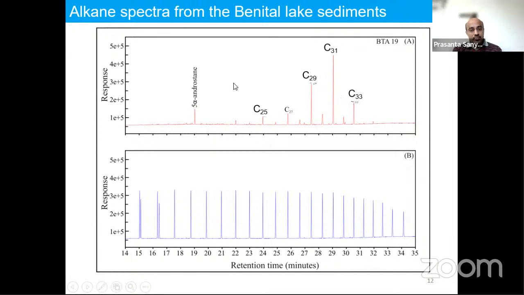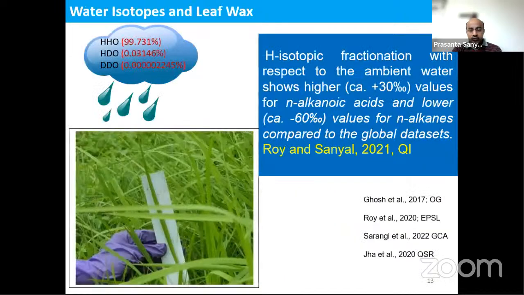So here, I'm showing you one alkane spectra from the sediments. You can see the similar signature, like the higher abundance of odd carbon, is still preserved. So you can see 25, 27, 29, 31, 33. So you know that the character of the alkane has not changed. This gives you confidence to use their isotopic composition in paleoecological reconstruction. Now, in the last few slides I discussed the carbon isotopic composition.